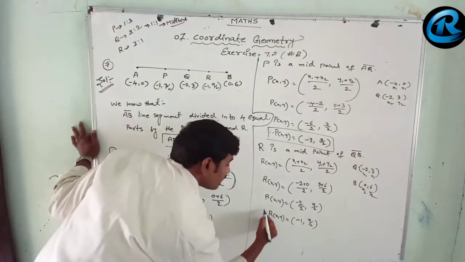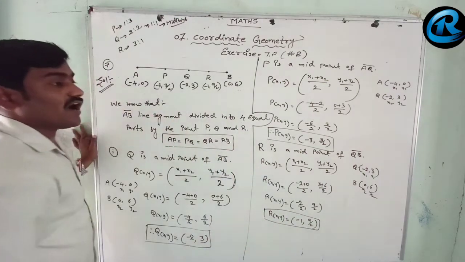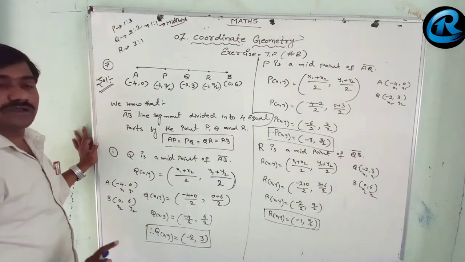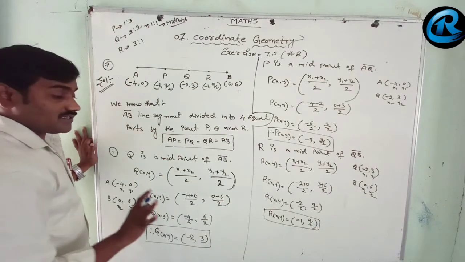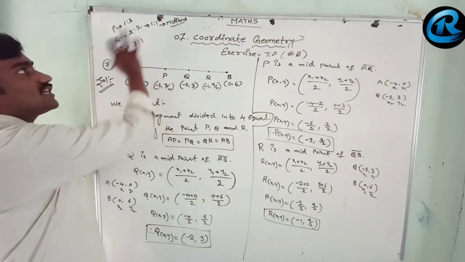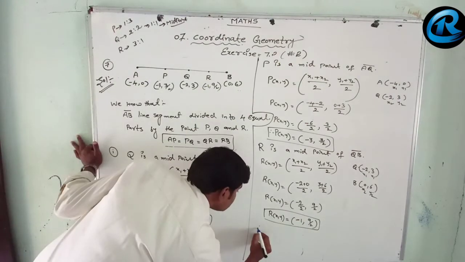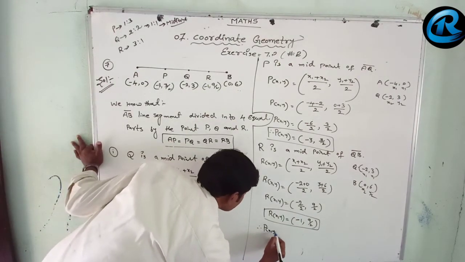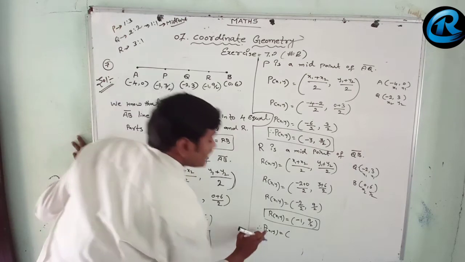See, we got P value, Q value, R value by using only the midpoint formula. But it can also be done by using the section formula. As you wish, whichever method you want to use. You can also try once by the section formula.